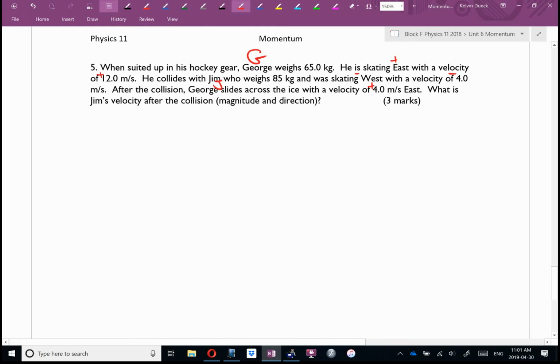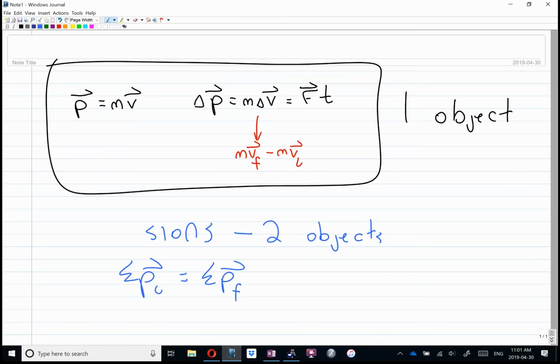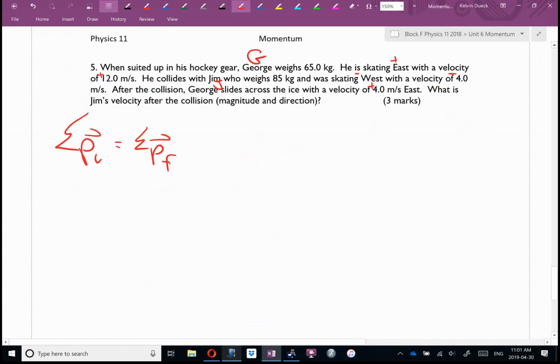Okay, here we go. The sum of all the initial momentum equals the sum of all the final momentum. There's 2 objects, there's a collision. This is a job for conservation of momentum. Before the collision, what's moving? Both Jim and George. So I'm going to have mass George, V George initial, plus mass Jim, V Jim initial. Wham, they collide. Afterwards, stick together or separate? It looks like separate.